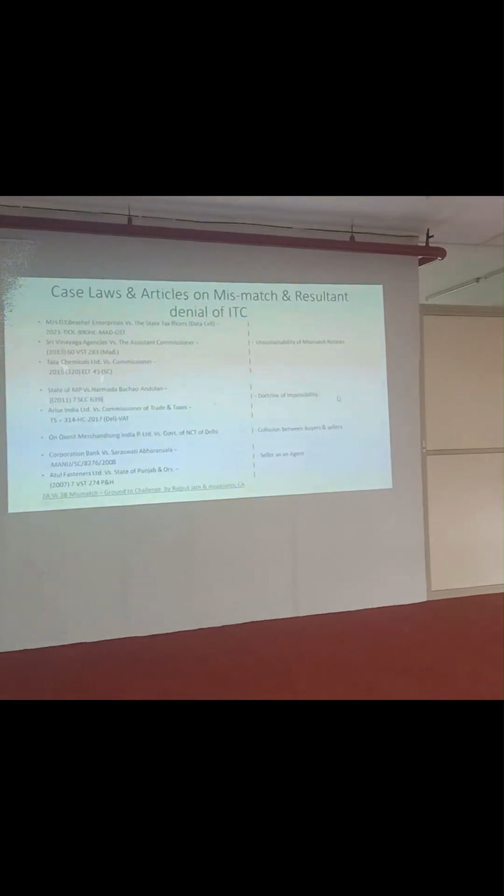Next slide. See, these are the case laws and articles on mismatch and resultant denial of ITC. These first three case laws, including Tata Chemicals, have dealt with unsustainability of mismatch notices. Then the State of Remedy versus Nanda Bachao and Arise India. This is available, I have given it to Mudra Sahab also. If you want to take, you can take a copy. Doctrine of impossibility. I will explain to you what is the doctrine of impossibility. Then West Bank and Writing India Private Limited versus Government of the City of Delhi. Here, if there is a collusion between buyers and sellers, in that case you can hold him responsible.